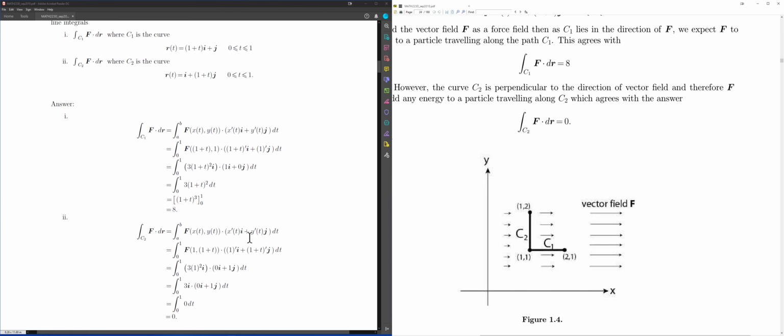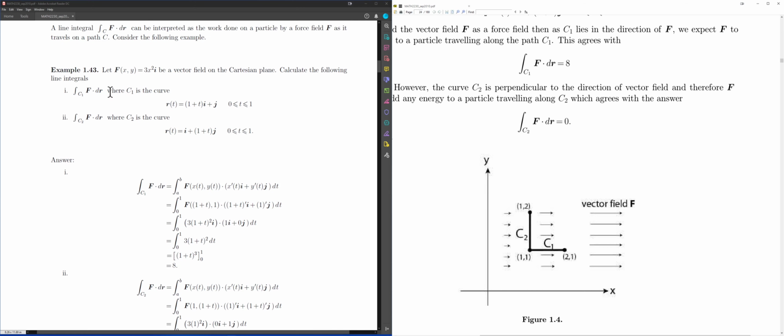Let's look at my second line integral. Remember, in this example I'm using the same vector field, but now I'm doing a line integral over a different curve. Again, from the form of this, it is just a line segment. And to sketch a line segment, you simply need the start and end point.